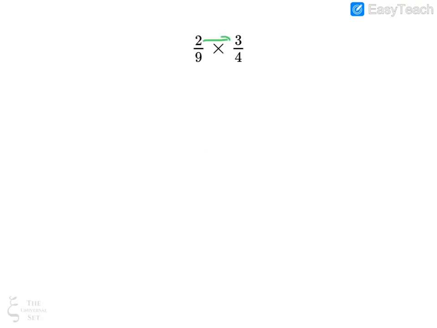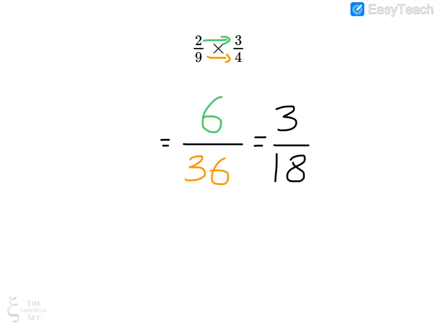So on the top, I'm going to have to do 2 times the 3, which is 6. On the bottom, I'm going to have to do the 9 times the 4, which is 36. And now that's the first part of my answer sorted, but I need to do some simplifying still here. Now there's a few different ways that we could simplify this. Can you spot a common factor of both 6 and 36? Well, they're definitely both even numbers, aren't they? So maybe we could start by dividing everything by 2. So how many 2's make 6? 3 of them. How many 2's make 36? 18 of them. But I can't stop here because there's still a little bit more simplifying to do.